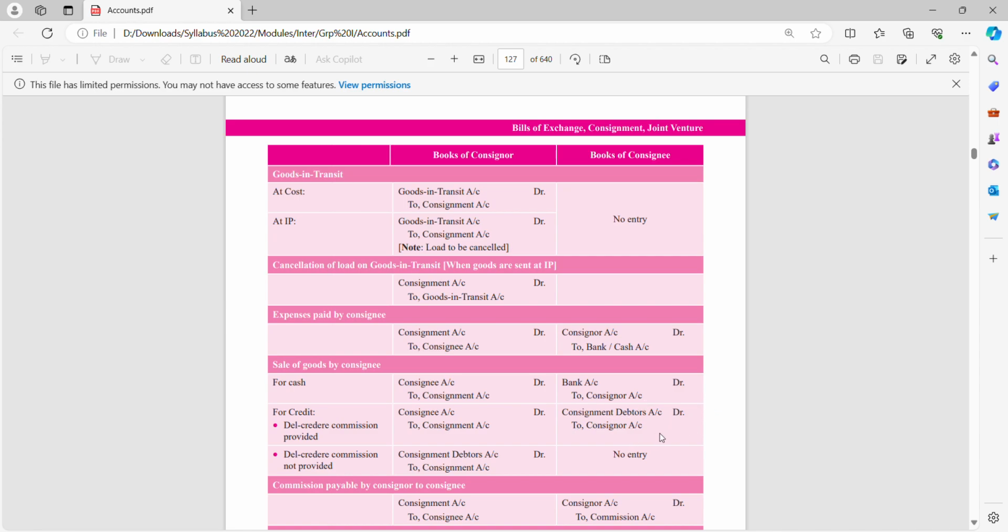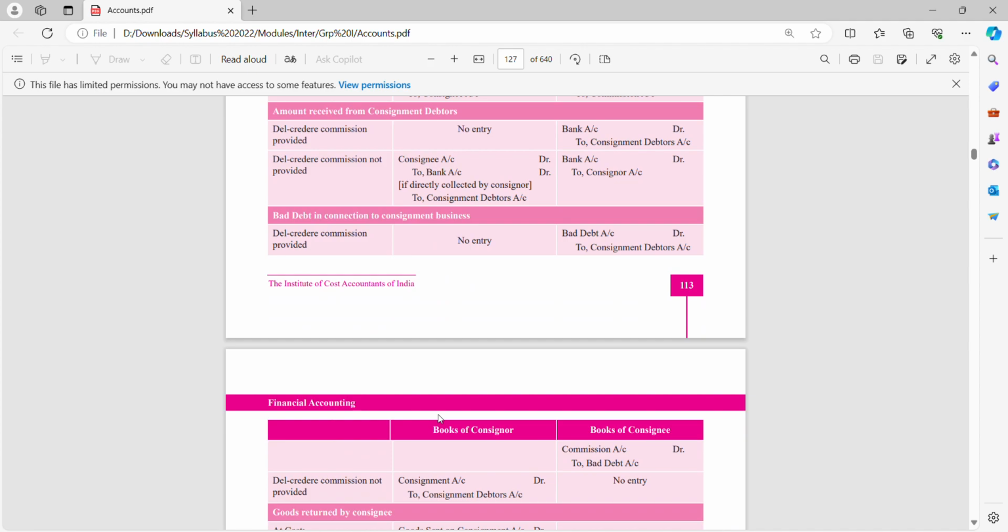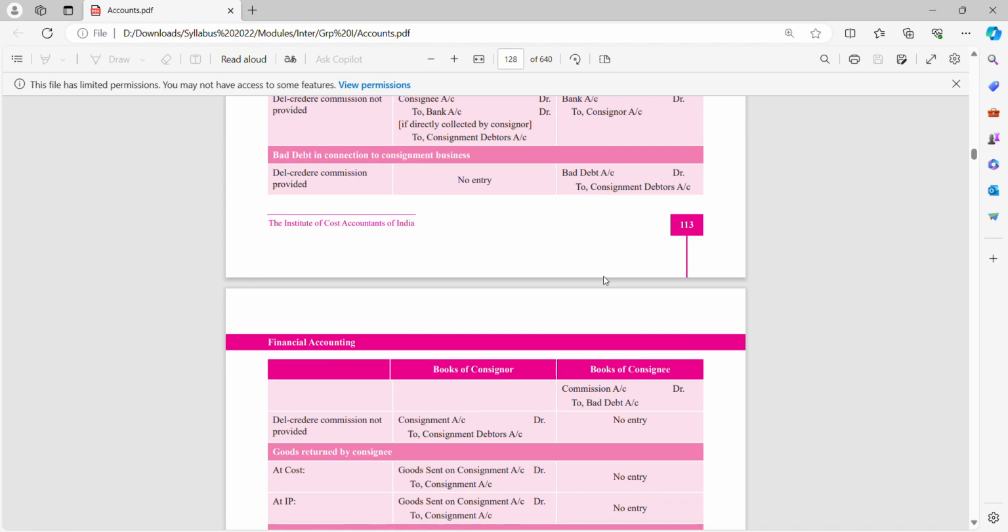For credit, del credere commission provided. Provided, who is providing, that they have recorded here. Then commission payable by consigner to consignee. So who is paying? Debit commission is coming in, we are paying it to consignee. It is payable, we have not paid yet. Amount received from consignment debtors. So whatever amount you are receiving from the sale, that amount you are recording here. Bad debt in connection to consignment business, that bad debt amount you are recording here. Bad debt is your debt expense. So bad debt, debit all expenses and losses that you are recording.